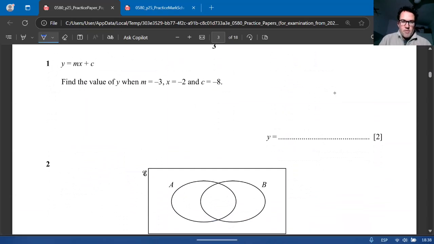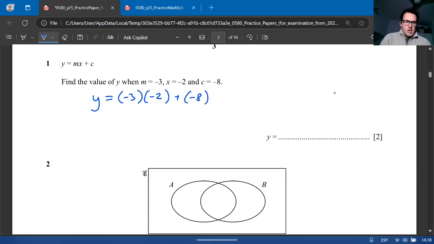Find the value of m is minus 3, x is minus 2, c is minus. So we just need to substitute those values. Change the m for a minus 3. Using brackets is always a good idea. You can never go wrong with brackets. You can go wrong without brackets.